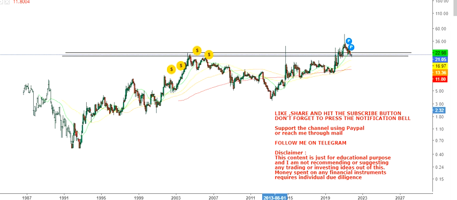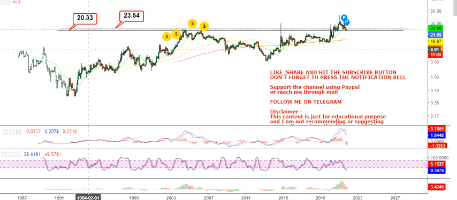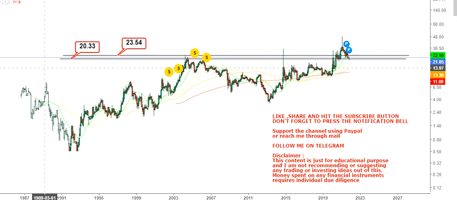So how do we do things in a right manner? Now, first of all, if you are looking at the previous resistance, which right now is your support, 23.54 and $20. So technically one should not go below $20, right? This is the first thing.